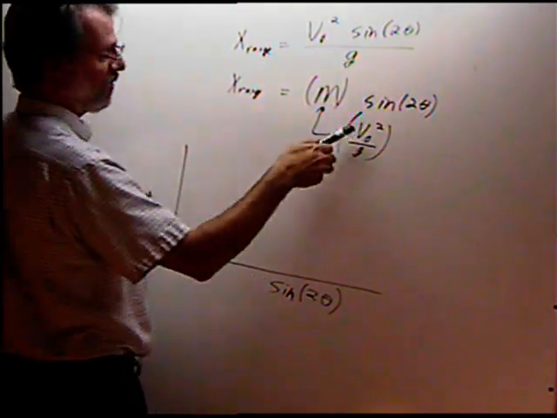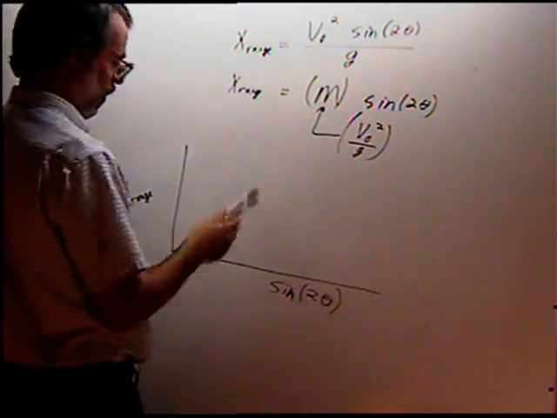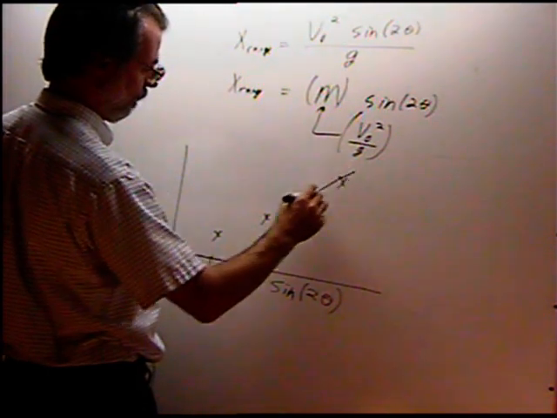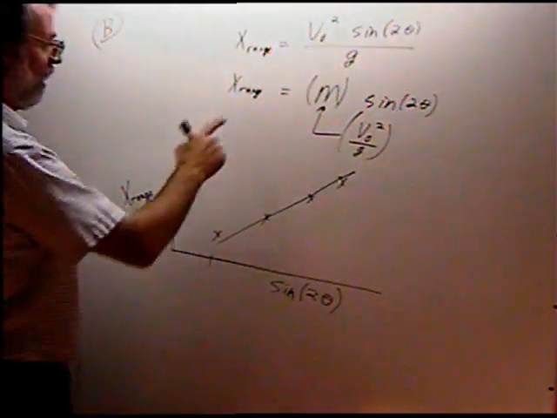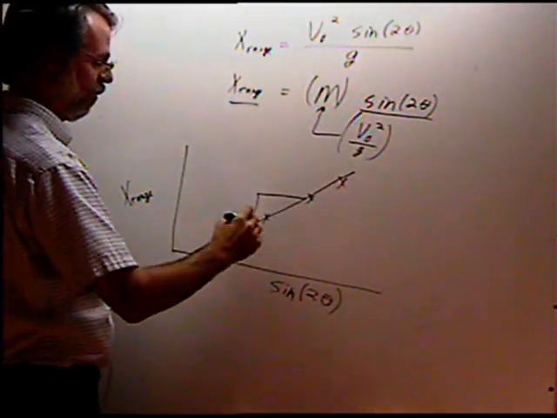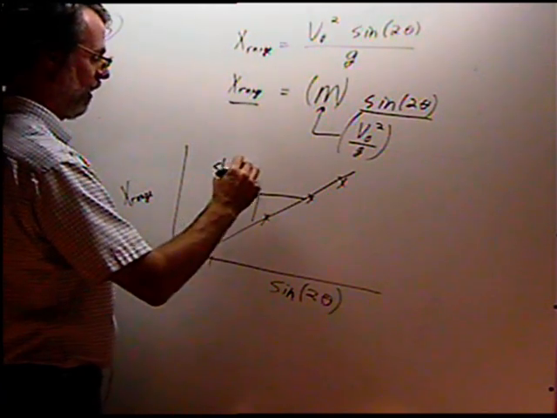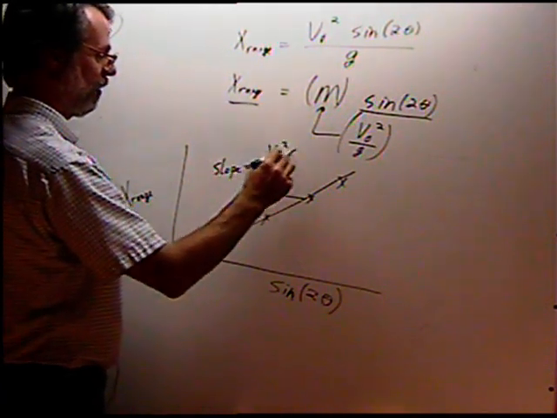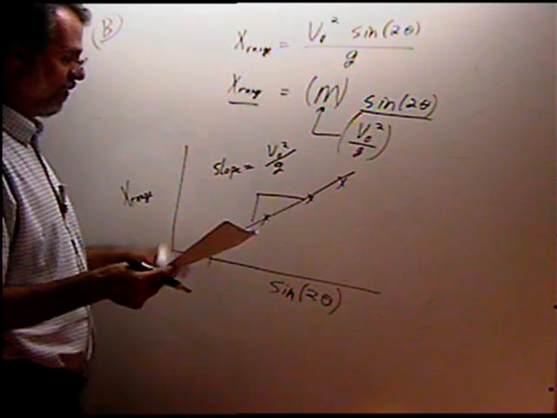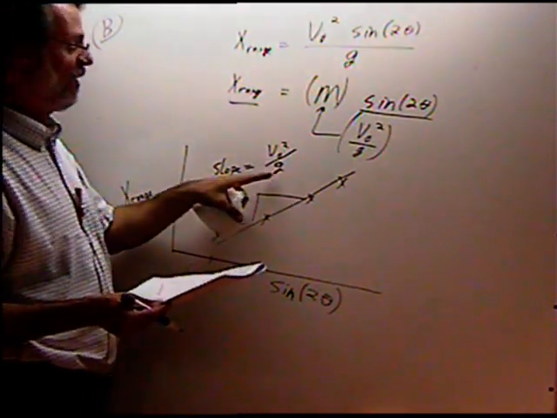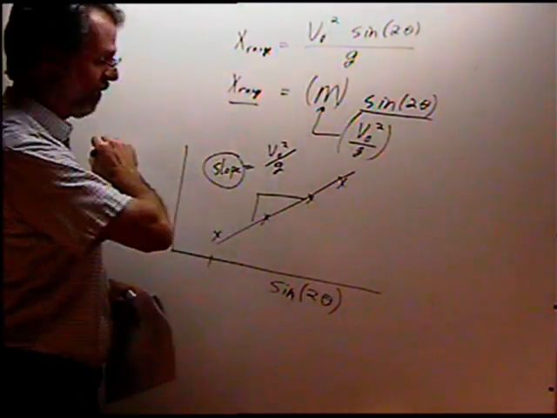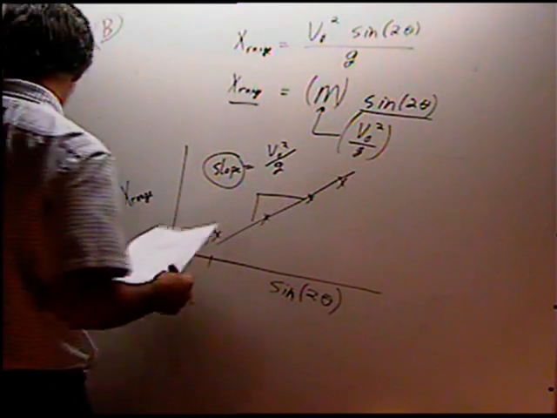Assuming the initial velocity is constant, which it will be, this should plot up as a straight line. If we plot x range versus sine of 2 theta, we should get a constant slope, where this slope is V0 squared over g. And this is a way for us to actually, assuming we know what g is, the acceleration of gravity, back calculate what the initial velocity was from measuring the slope. That makes sense, I hope? Okay.